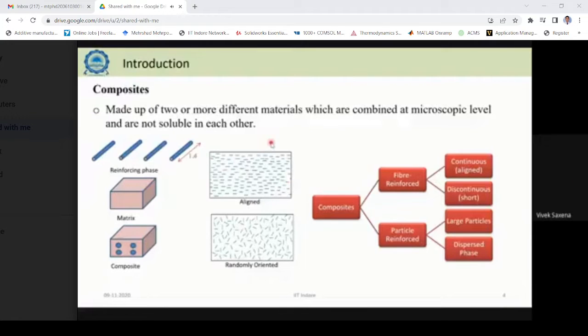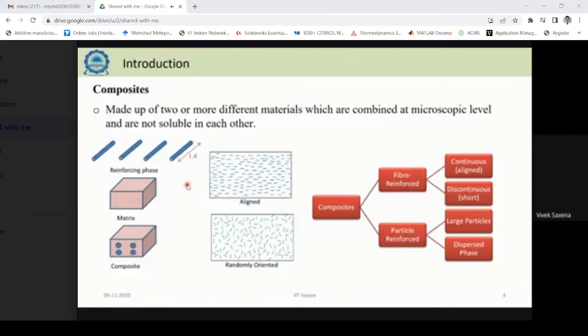So let us first discuss some basics about the composite materials. In a broader sense, it can be said that composite materials are made up of two or more materials that are combined at microscopic level and are not soluble to each other. This is very important because if they are soluble, they will form a homogeneous substance which we call as an alloy. But in case of composites, that doesn't happen. Composite materials will definitely have a distinguished phase.